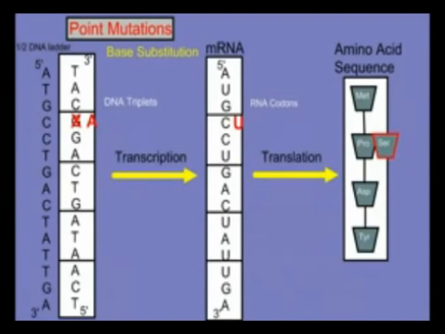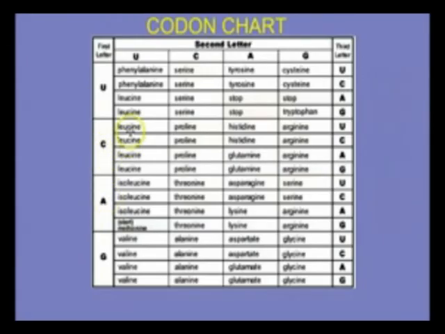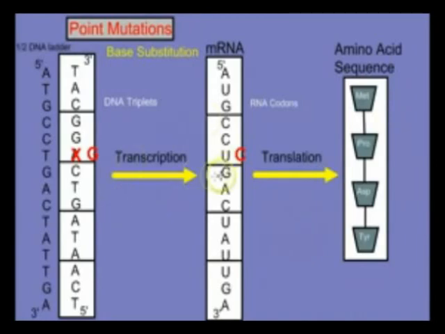Now look at another base substitution. What if instead of this A we have a G? That changes this codon from CCU to CCC. And CCU translates to proline. What about CCC? If you look at the codon chart, we say that CCU is proline, but CCC is proline as well. So sometimes a substitution has zero effects because of the redundancy of the genetic code. So that's what base substitution looks like.